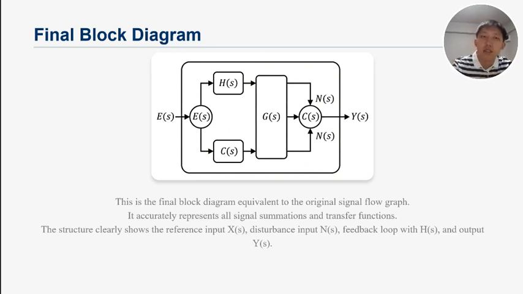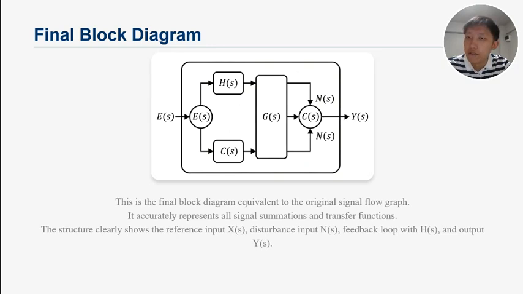This is the final block diagram. It correctly captures all the elements and connections from the signal flow graph, including two inputs, the feedback loop and the output, providing a clear and equivalent representation of the system.